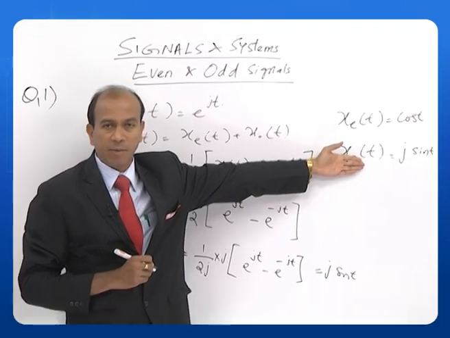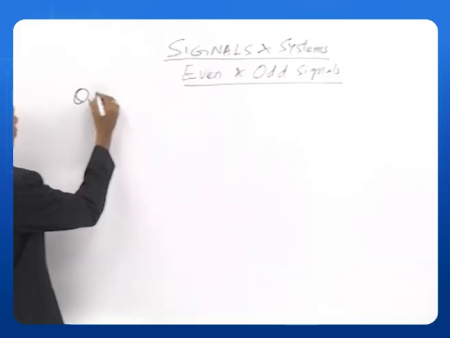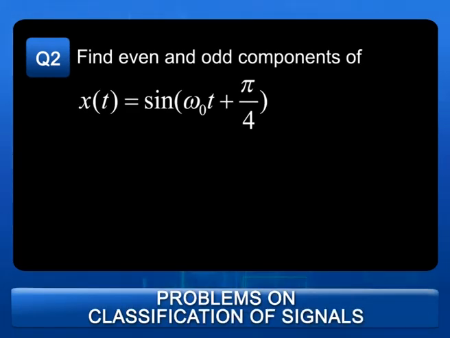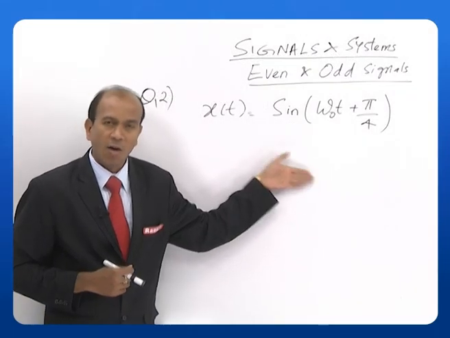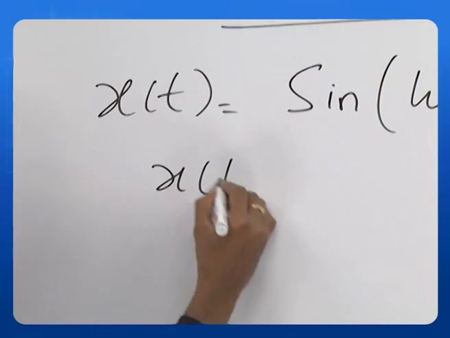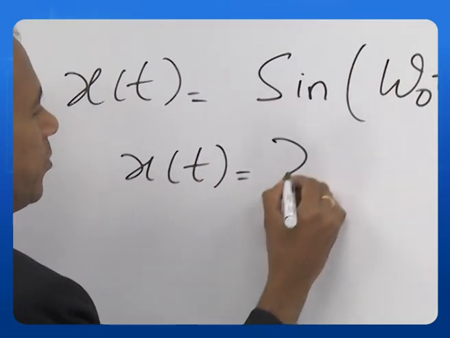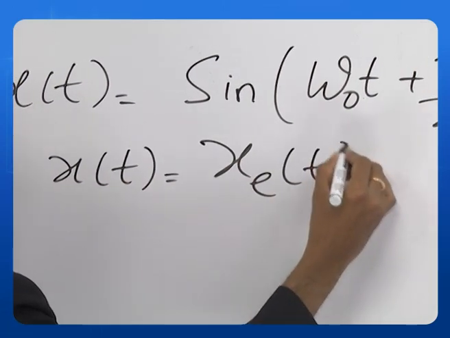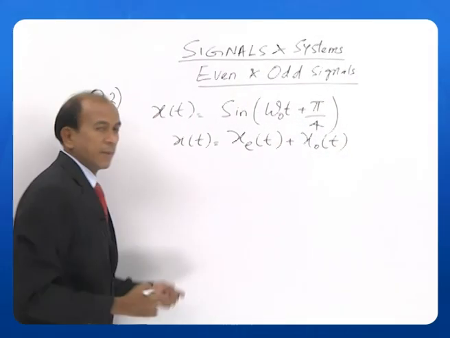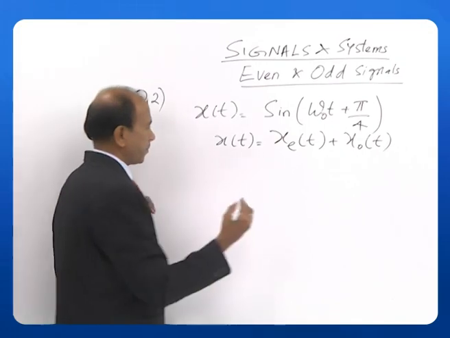Let us see another problem. Question number 2. We have to find the even and odd components of this. x of t is equal to sin of omega naught t plus pi by 4. Okay. Now again we write what are the formulae we know, then we will break it into an even component and an odd component. So what we know? We know that a signal x of t can be written in terms of an even component plus an odd component. Now let us calculate the even component.